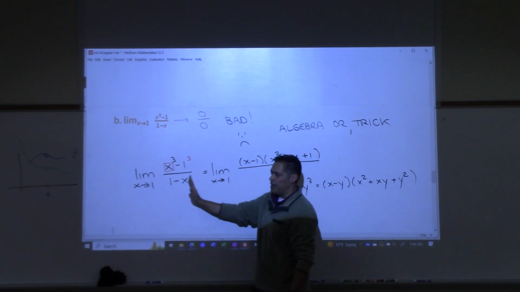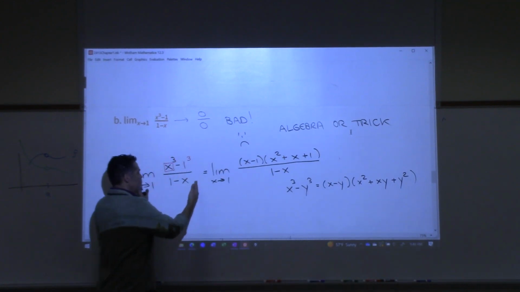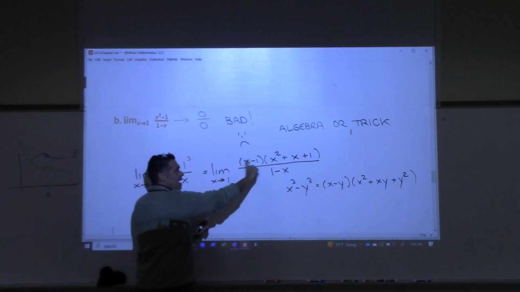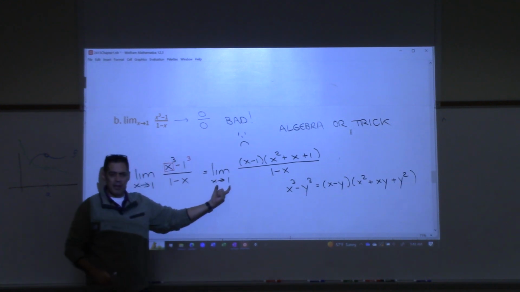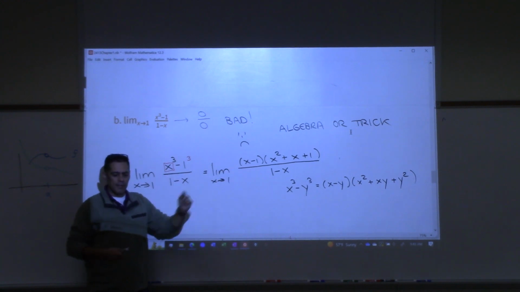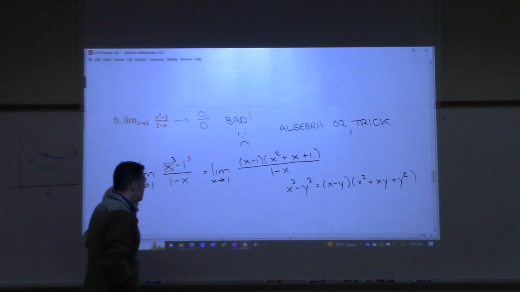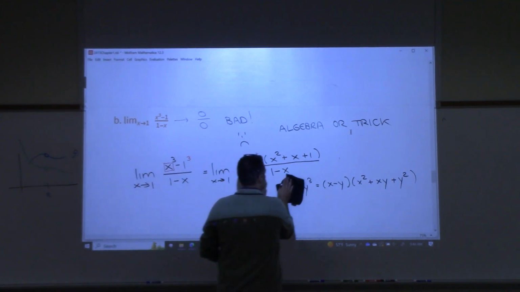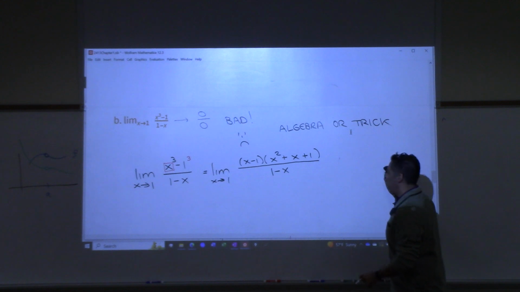Notice when I rewrote this, I factored the top. Notice I wrote the limit again, because I still need to take the limit. I still need to figure out what happens when x goes to 1. Any questions? Difference of cubes. Does anyone see what I can do now? It's a little hidden, but it's there.